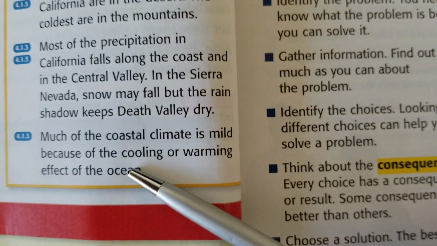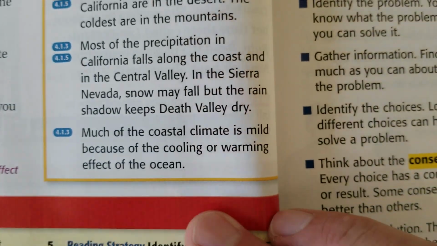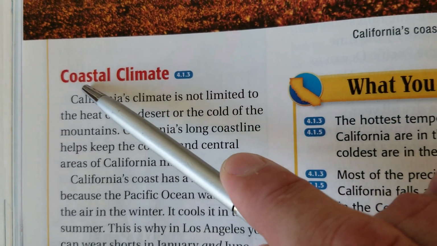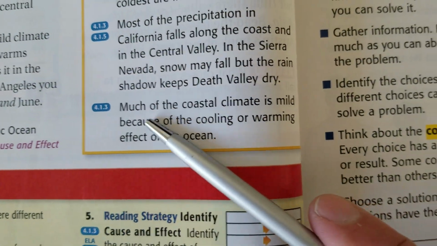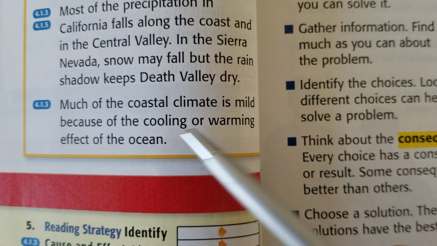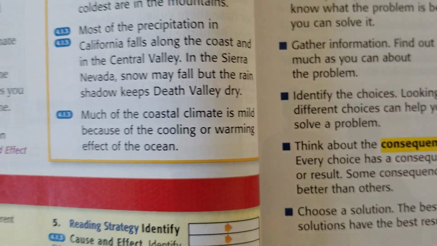And last but not least, the third one, which was about coastal climate. See? Coastal climate. Coastal climate. That's how this textbook works. Are they all like that? Maybe. Maybe not. They're changing. Most of the coastal climate is mild because of the cooling or warmer effect of the ocean. That was 12 minutes and 40 seconds.